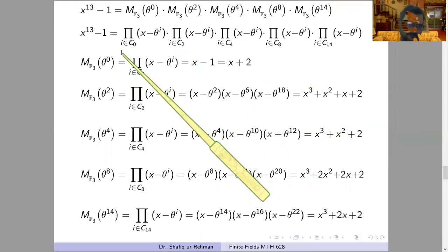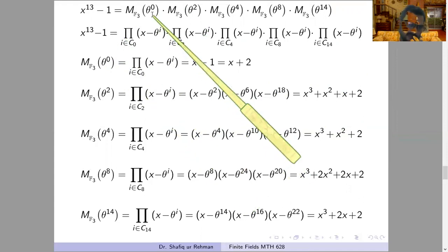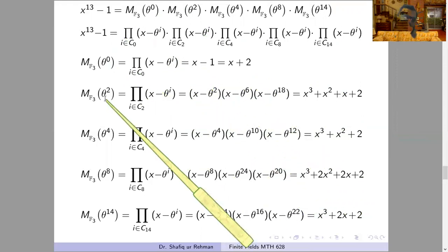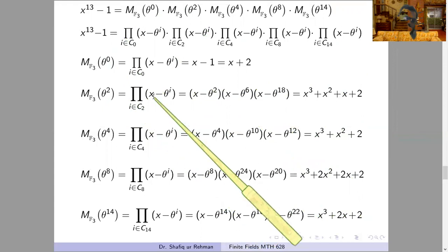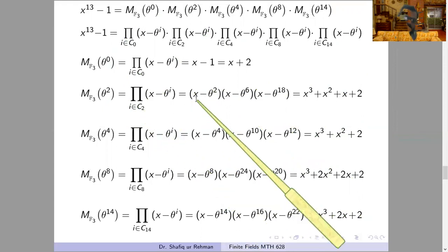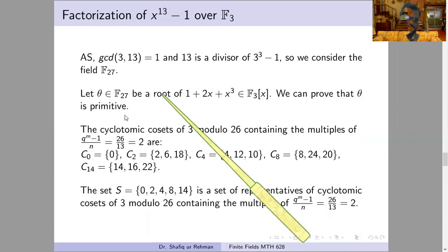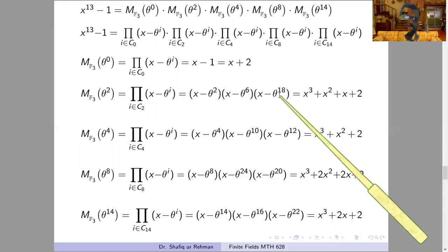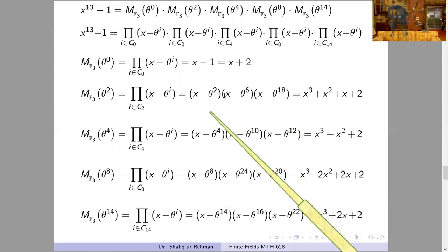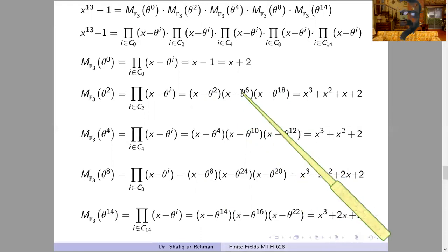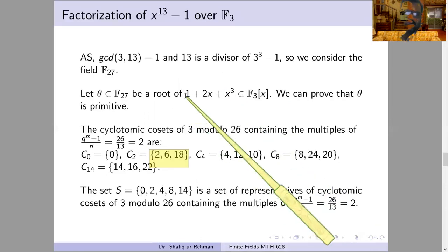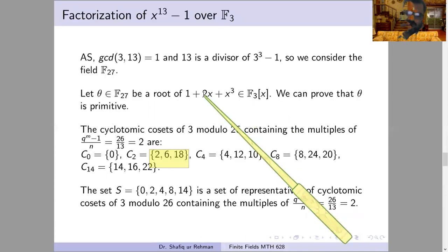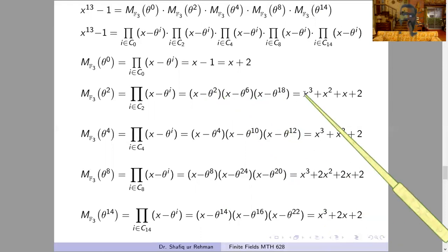For instance, what is the minimal polynomial of theta power 0? This is equal to this product, and equals x plus 2. For theta square, we will write the formula. i belongs to C2, and we know which are the elements in C2. In C2 we have 2, 6 and 18. So here we get 2, 6 and 18. And after multiplying and using this relation, that is 1 plus 2 theta plus theta cube equals 0, and theta power 26 equals 1, and after simplification we will get this polynomial.